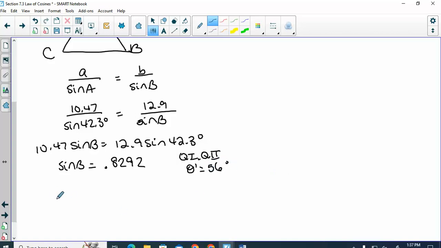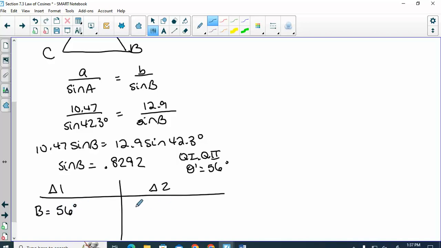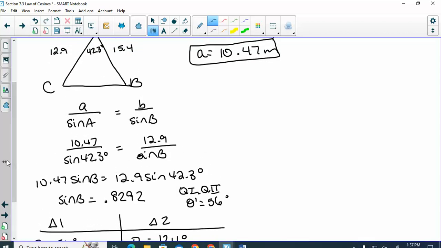I'm just going to call that 56 degrees. So in triangle 1, that means angle B is 56 degrees. How would you find it in triangle 2? So 180 minus 56. Alright. If angle B is 56, then we could do C. 180 minus 42.3 minus 56.